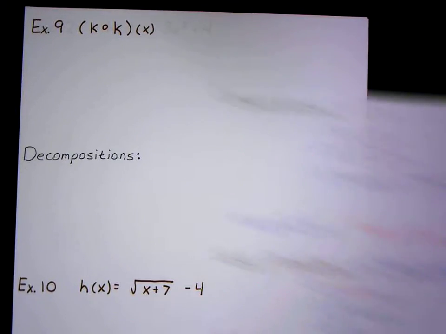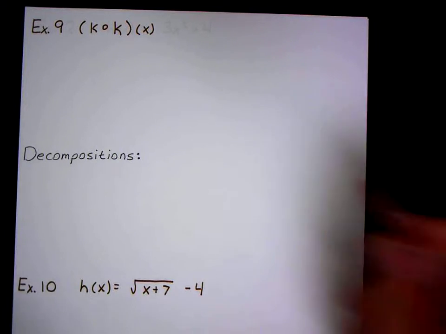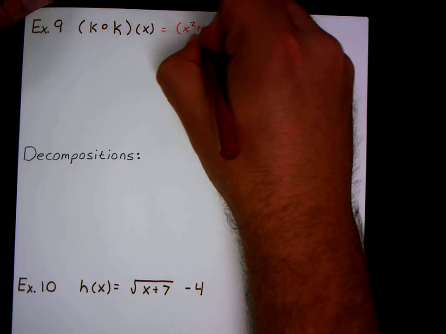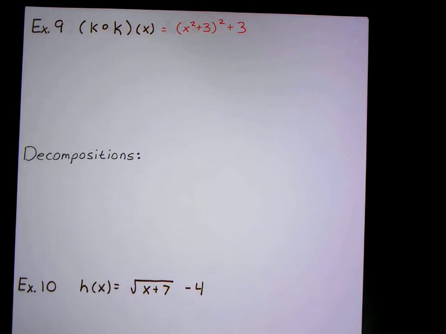Okay, one more. I just want to show you that you can compose a function with itself. So this would be that. So k is x squared plus 3. So I take out the x and I put k in for the x, which is x squared plus 3.